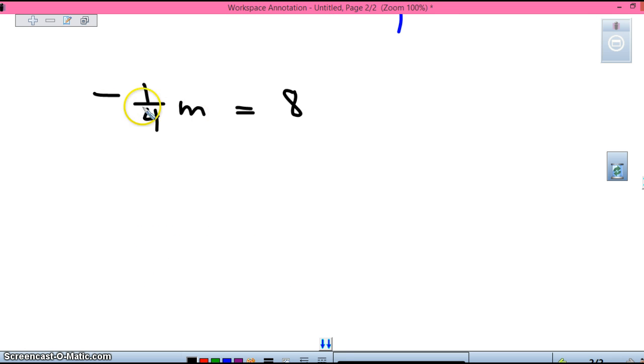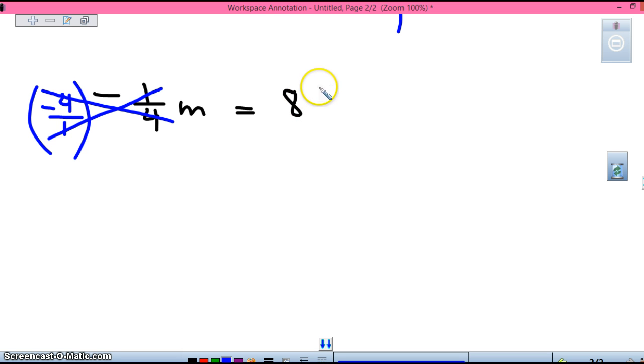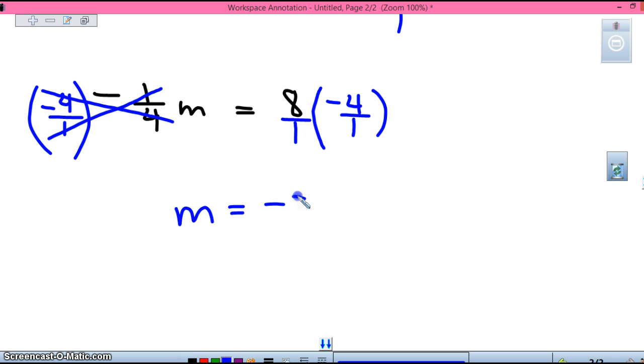If we have to solve for m, where we have negative 1/4 times m equals 8, what is the inverse operation of multiplication? Division. But because this is a fraction, we have to multiply times the reciprocal. Notice that when we multiply times the reciprocal, these cancel out, these cancel out. When we're solving equations, what we do to one side, we do to the other side. Pretend 8 is a fraction by putting it over 1. And we get that m is equal to negative 32.